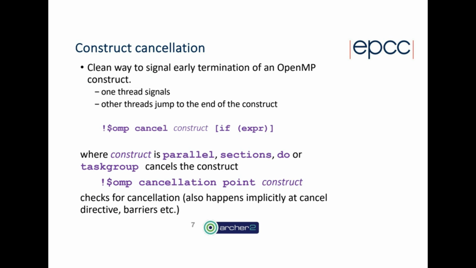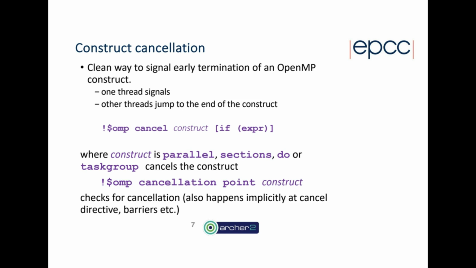Okay, so the next one is construct cancellation. This is a clean way to signal early termination of code inside an OpenMP construct. Because for most OpenMP constructs, you're not allowed to arbitrarily jump out of them, because you're leaving the other threads executing, and as soon as they reach a barrier somewhere, your code would just deadlock, because you've got a subset of threads arriving at the barrier. Any threads that have jumped out of the construct will never hit the barrier at the end.